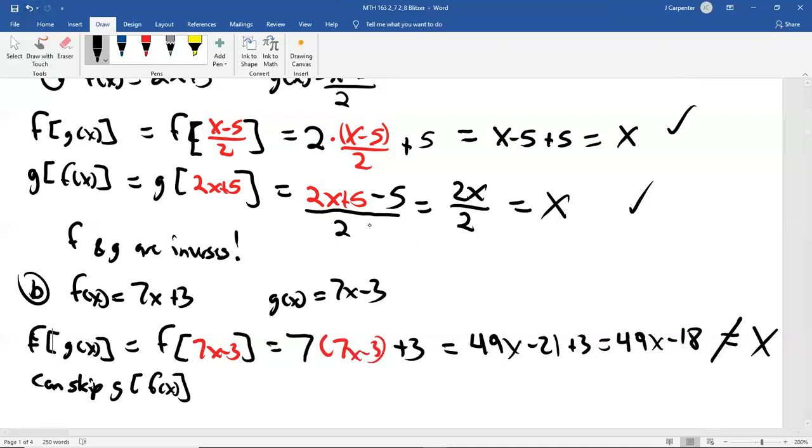So, are these inverses? No. F and G are not inverses. They do not share that very special property. Very, very special property.